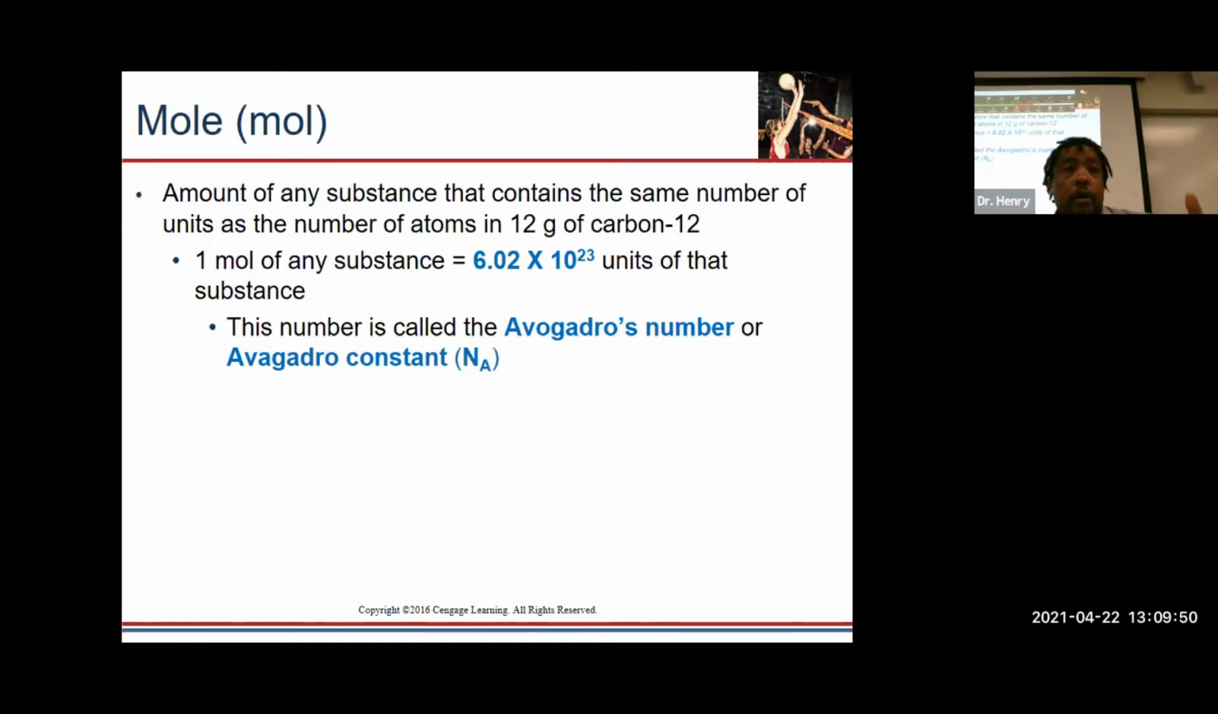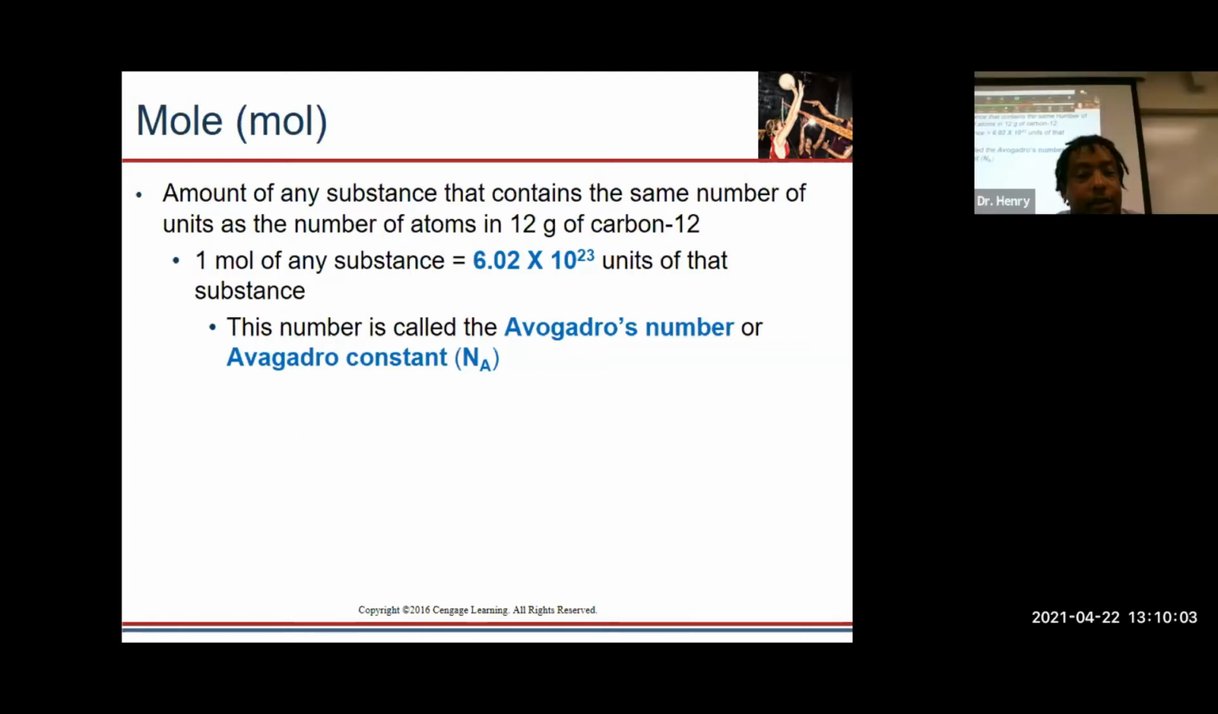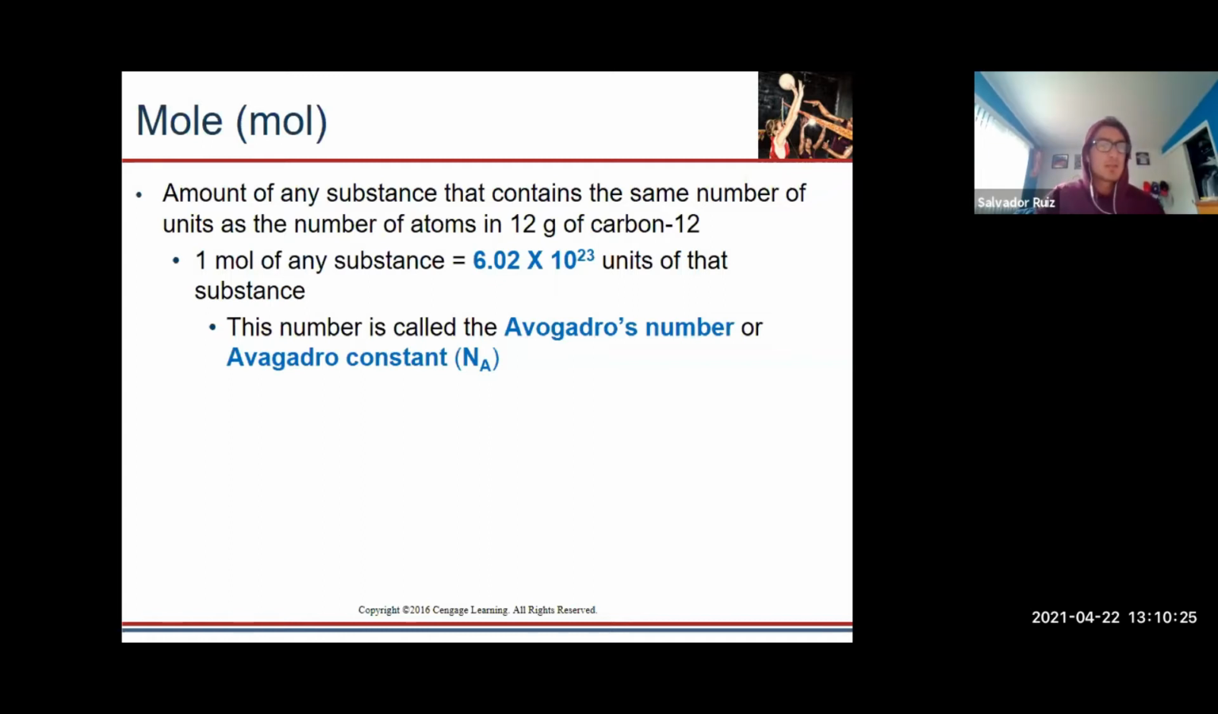Now that means if I say I have a mole of girlfriends, how many girlfriends do I have? I have 6.02 times 10 to the 23rd. It's not a dozen. A mole does not equal a dozen, okay? A mole is significantly greater than a dozen, so don't make that mistake. If I have a mole of pennies, how many pennies do I have? 6.02 times 10 to the power 23.